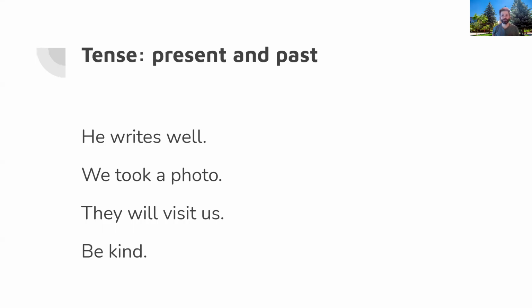So normally in English sentences, we have tense, present or past tense. So for example, present tense in our first sentence there, he writes well, or past tense in the second sentence, we took a photo. The only time that we wouldn't have tense is maybe we have a modal, which is blocking tense. For example, they will visit us, and so tense is removed from visit. Or maybe we've got an imperative sentence, and remember, imperative also will block tense and return the verb to its base form. So for example, the phrase be kind.